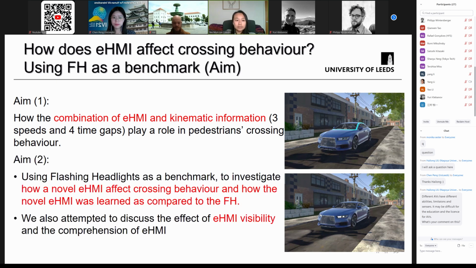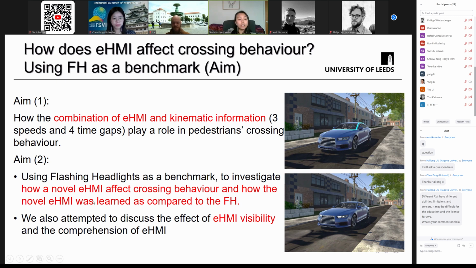The second aim is that we use the flashing headlights as a benchmark to investigate how a novel eHMI affects crossing behavior. Why is a novel eHMI important? Because we do not want a text-based information eHMI. We do not want to instruct people what to do. We do not want to use the green and red lights system, because people might misunderstand what the eHMI is about to tell them. We don't want to have an instruction where green means you can go, because that's potentially very dangerous.